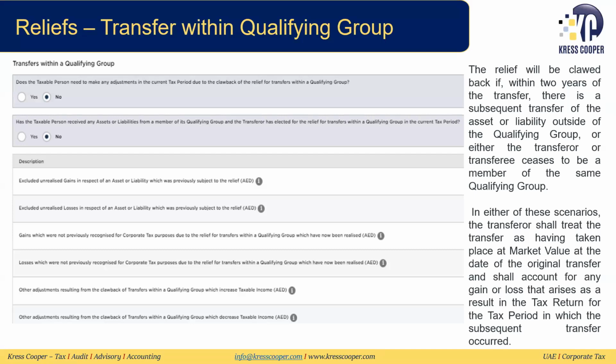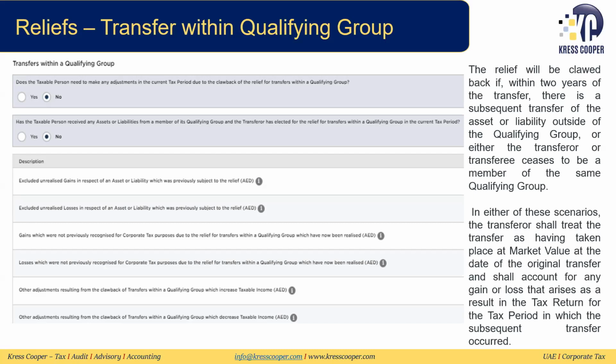Has the taxable person received any asset or liabilities from a member of its qualifying group, and the transferor has elected for the relief for transfer within a qualifying group in the current tax period? This is the second question it is asking. If you click this as no, then it is just asking you to provide the excluded unrealized gain in respect of assets and liabilities which were previously subject to relief. Again, this will be for the next tax period, and right now it would not be relevant.